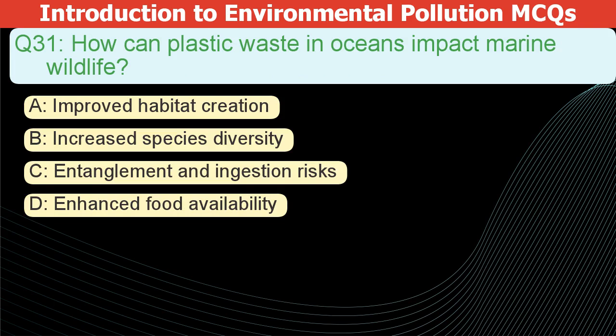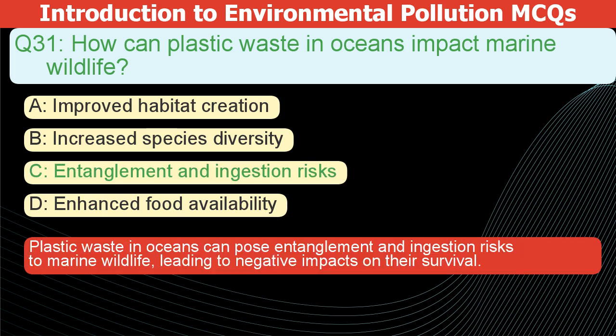How can plastic waste in oceans impact marine wildlife? A. Improved habitat creation. B. Increased species diversity. C. Entanglement and ingestion risks. D. Enhanced food availability. The correct answer is C. Plastic waste in oceans can pose entanglement and ingestion risks to marine wildlife, leading to negative impacts on their survival.